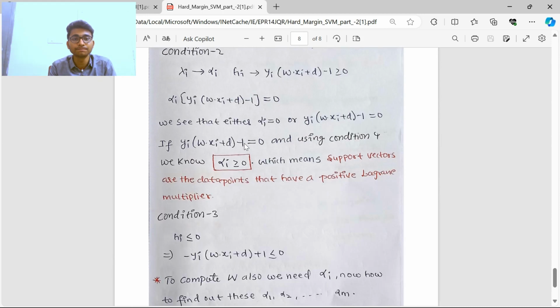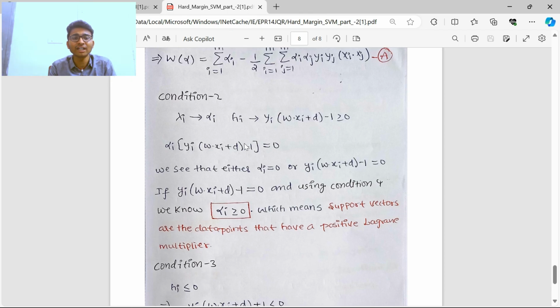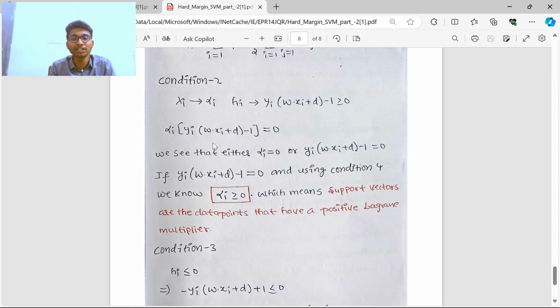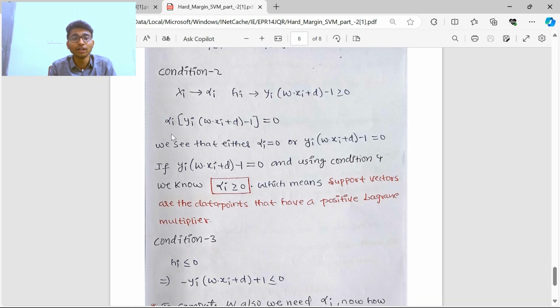Now let's apply the second condition. What is the second condition? Multiplying the Lagrange multiplier with the constraint equal to 0. Our constraint is this, the Lagrange multiplier is alpha I. We know that one should be 0, not both of them. And if the constraint is 0, what does it mean? We also know that the Lagrange multiplier should be greater than or equal to 0 from the fourth condition. What does it mean? Let us suppose this constraint is 0, right? Means yi of W dot xi plus d equals 1.